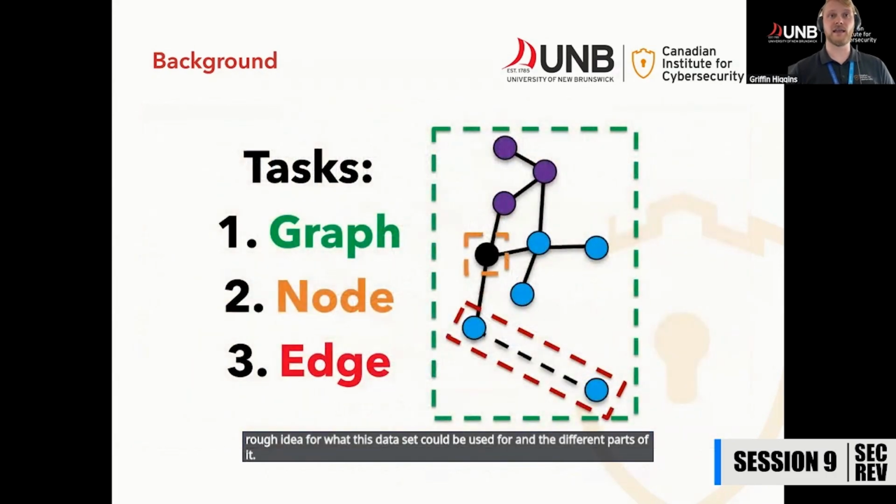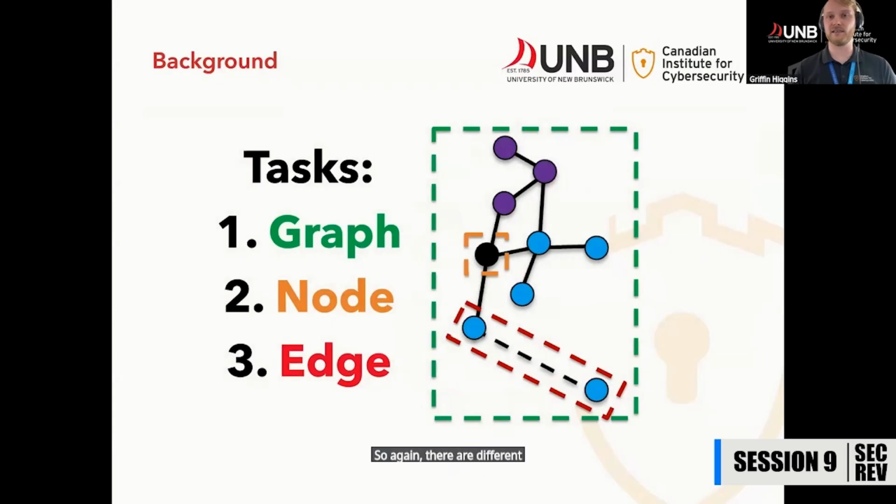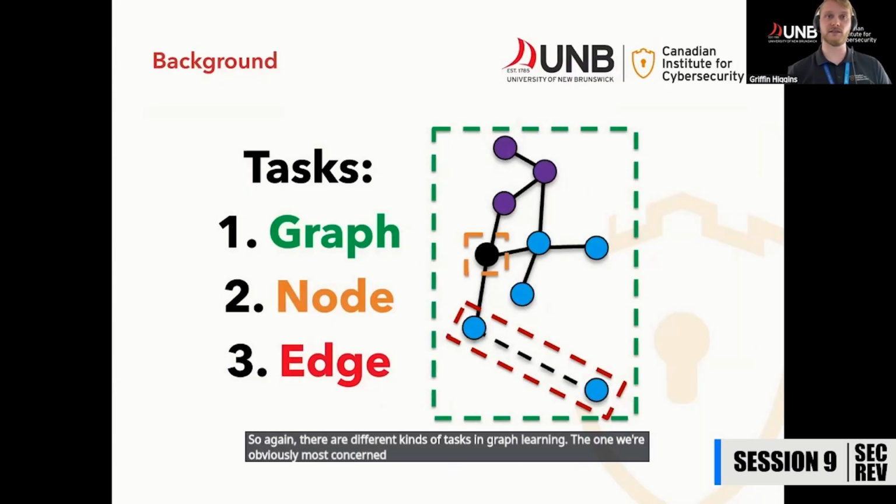So again, there are different kinds of tasks in graph learning. The one we're obviously most concerned with in our work is the graph level tasks. So if I give you a program, can you tell me if it's malicious or benign?